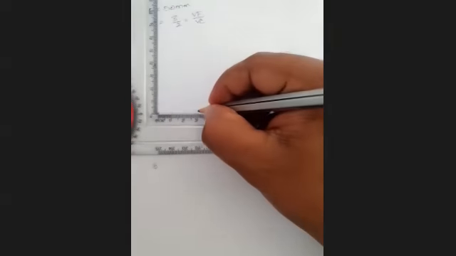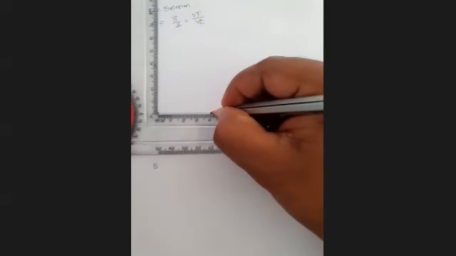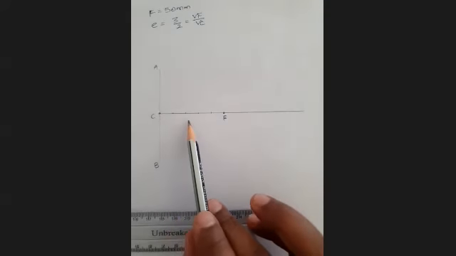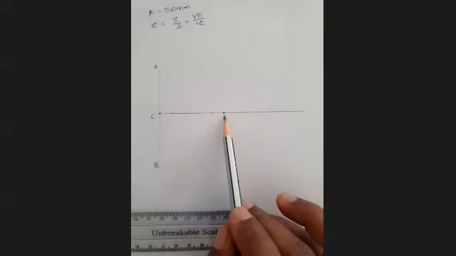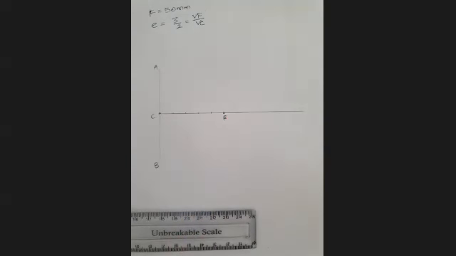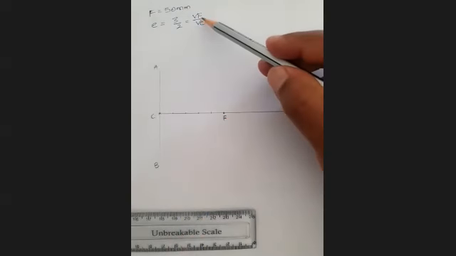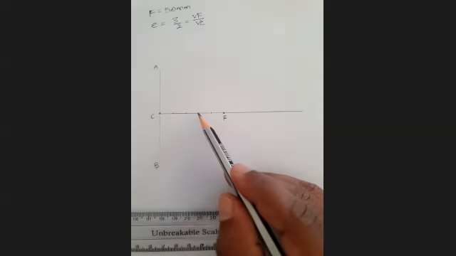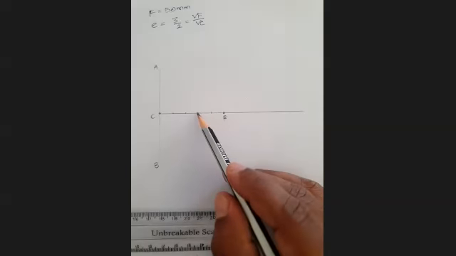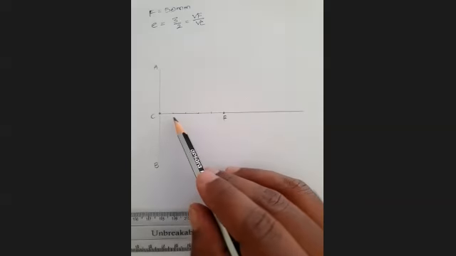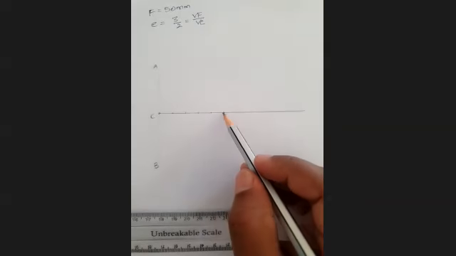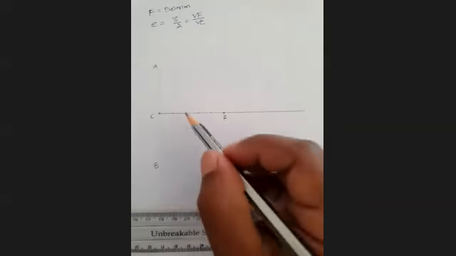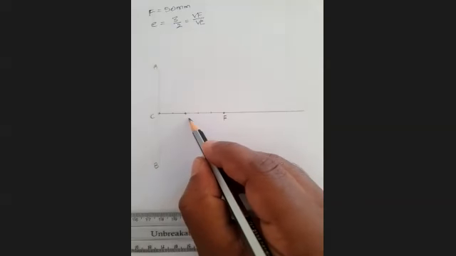Now, let us mark 5 divisions. 1, 2, 3, 4, and this is the 5th point. Now, VF is 3. Okay? So 1, 2, 3. So this will be 0, 1, 2, 3. So this will be vertex V.